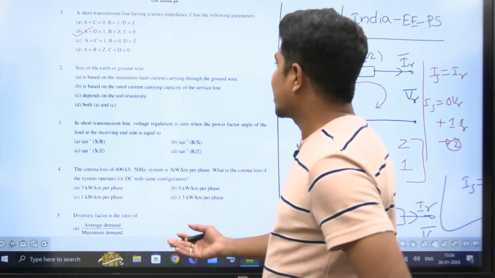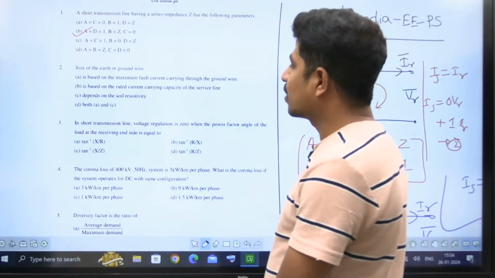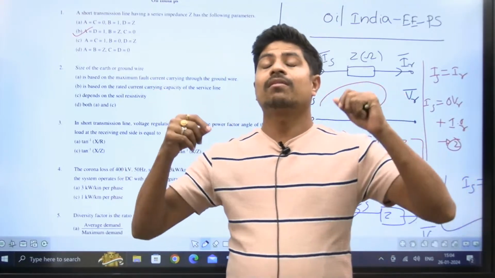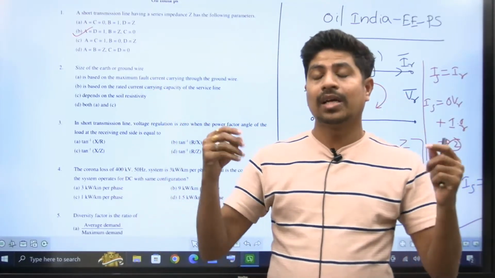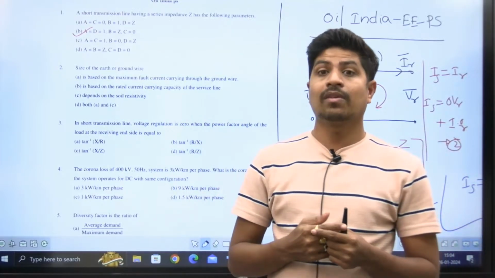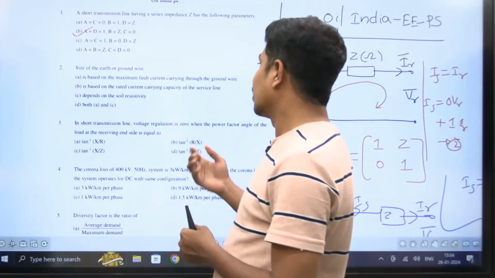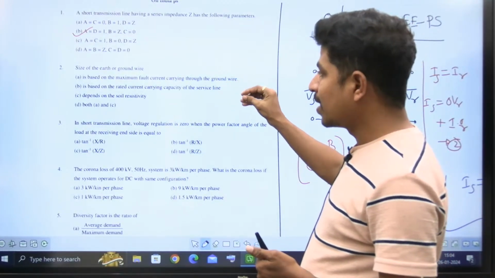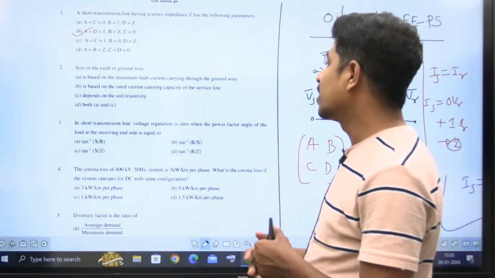The second question: size of earth or ground wire. What is an earth or ground wire? That is the wire which has to carry the fault, I can say lightning current. Earth wire or ground wire or shield wire. I am saying again, the font may be looking less, but I am reading all four options very clearly.